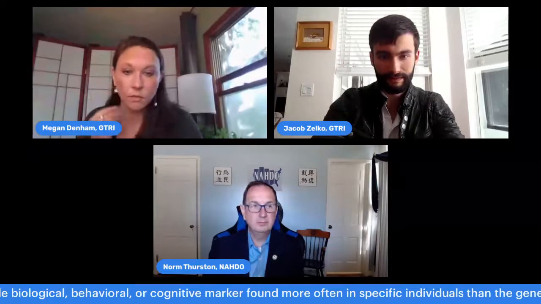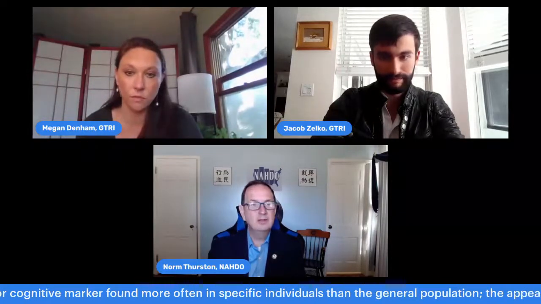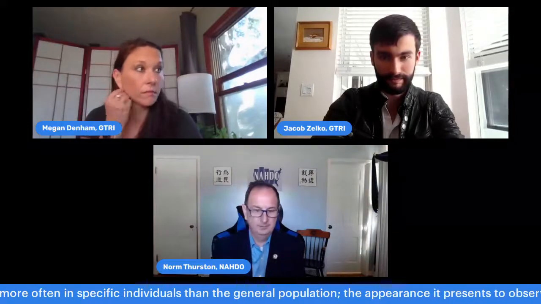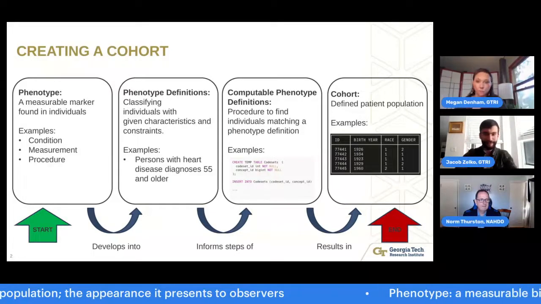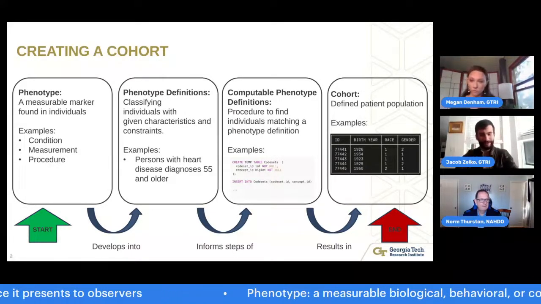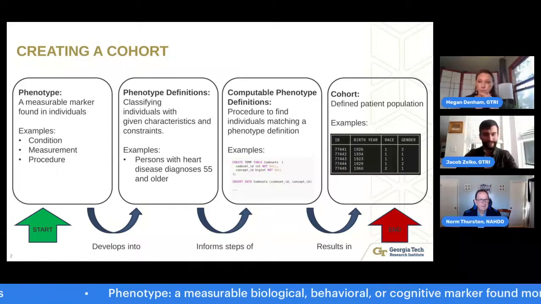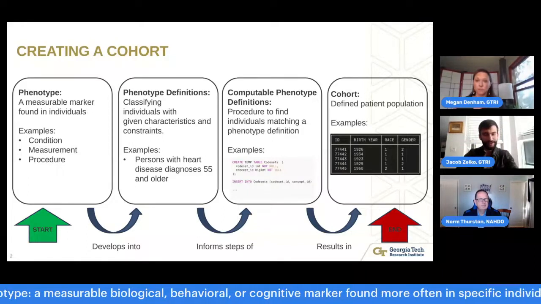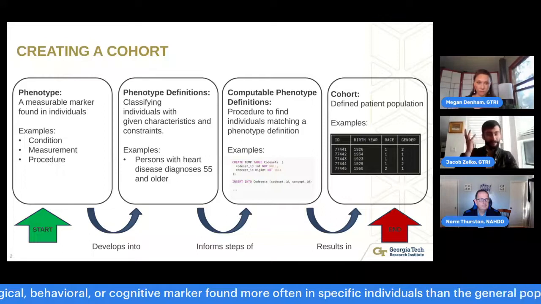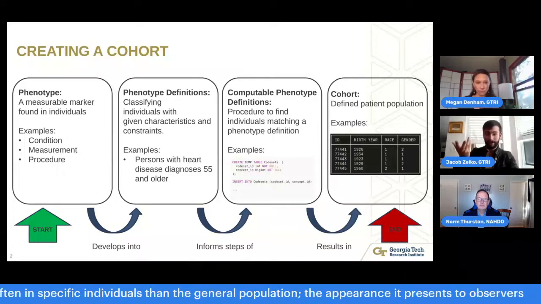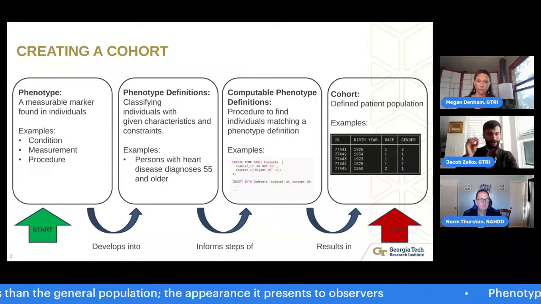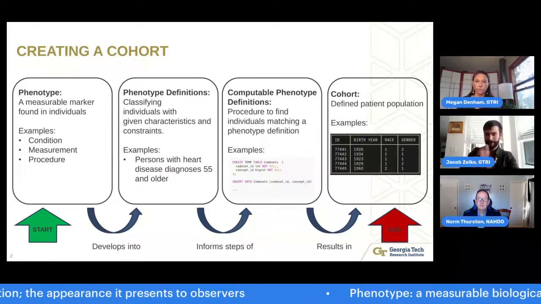Very good. So how do you go from phenotype definitions, so the definition of a person that has a particular phenotype, to something like a cohort? How do we make that happen? Jacob, do you want to talk about that one? Yeah, I can jump in a little bit more on this. So thank you, Norm, so much for showing this little flow chart. This flow chart we put together illustrates the idea of how you go from a phenotype, which is a type of marker, such as in Megan's example, sparkling or distilled, the different types of characteristics that make the waters different. How do we go from a phenotype all the way to a cohort?